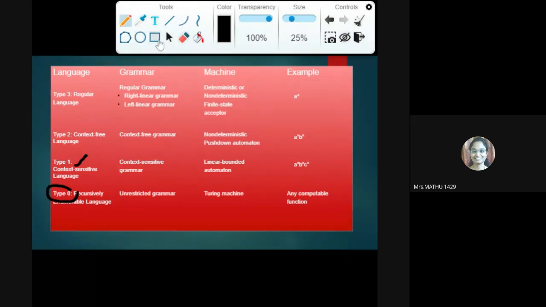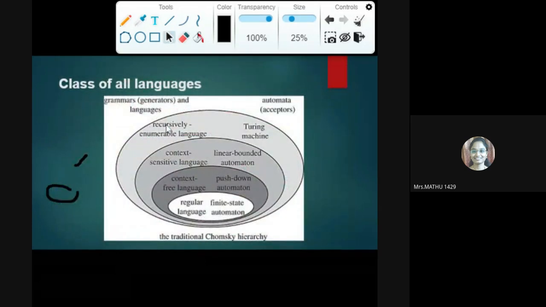What we are going to study here is the first one, the regular language or type 3. If you look here, the regular language or type 3 is the innermost in that hierarchy. That is the least one in the Chomsky hierarchy, and this regular language is what we are going to study now.